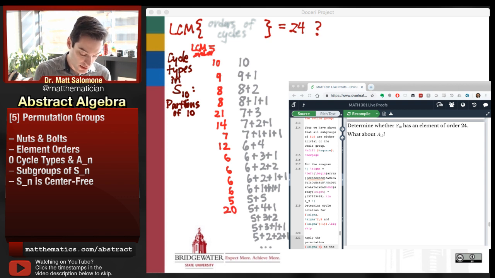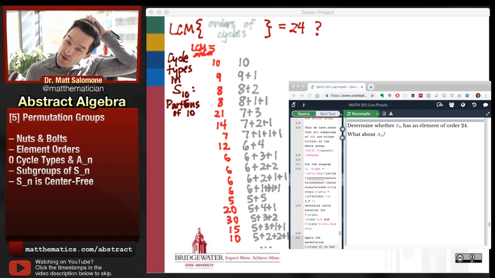5 and 3 and 2. Ooh, 5, 3, and 2 is interesting, because those are all relatively prime, so their least common multiple is the product. It's 30. 5 and 3 is going to give me 15. 5, 2, and 2 is going to give me 10. And so on and so forth.